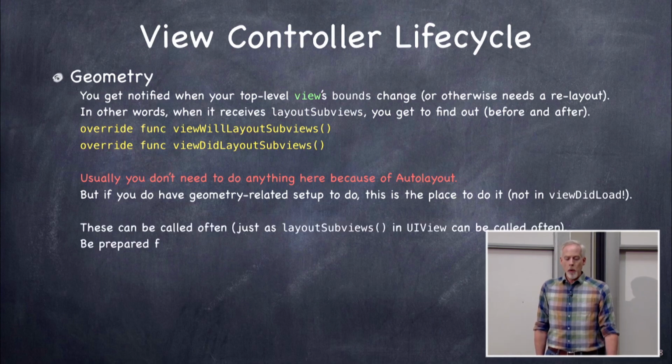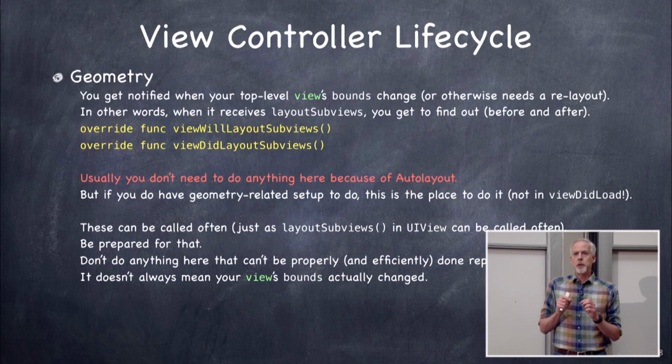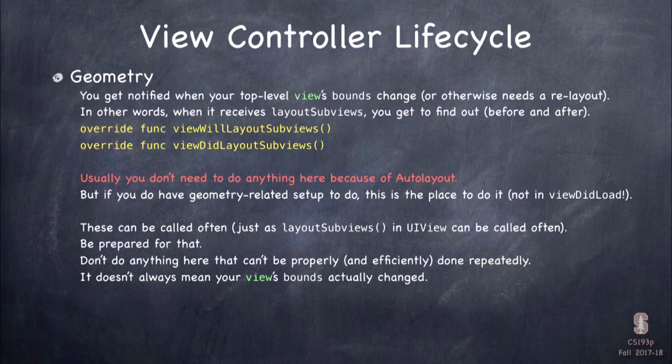Now, one thing about these two methods you have to be aware of, they could be called quite often, okay? And at times you might be surprised, like, whoa, nothing changed. The bounds didn't change, nothing changed with the subviews. Why did this get called? Well, the system is allowed to lay out the subviews, ensure the layout of the subviews of any view at any time. Maybe it wants to do an animation and it's laying out the beginning and end stage that it's going to do a flip between or something.